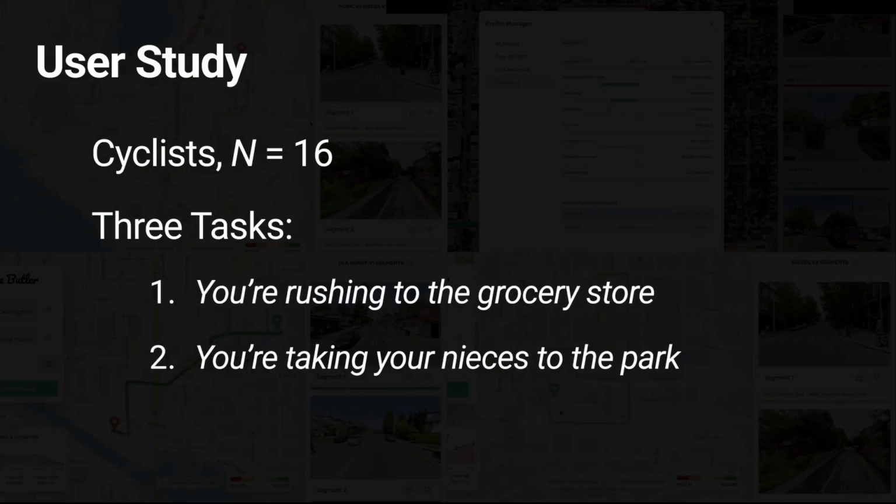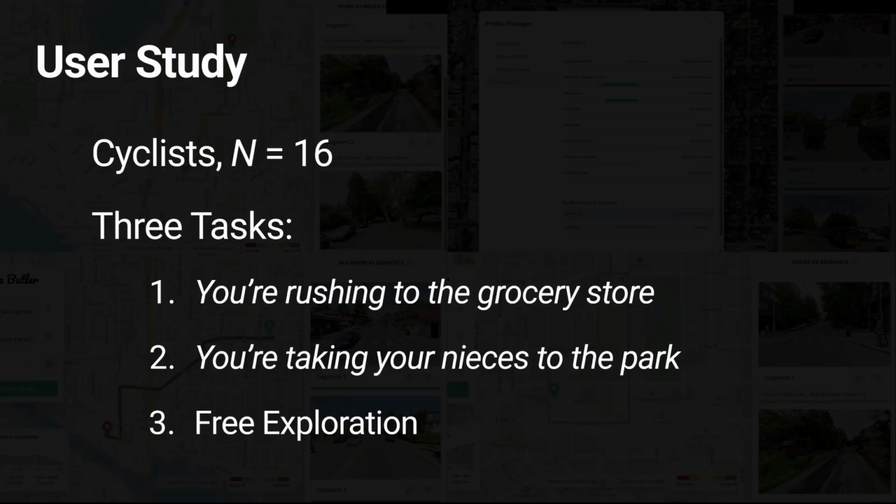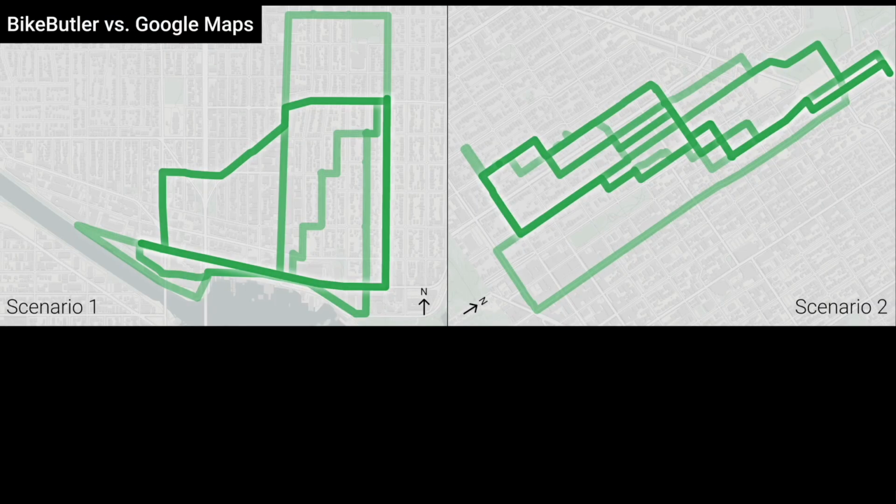To evaluate BikeButler, we conducted a user study with 16 participants. Participants were given 3 tasks, 2 with a specified context, origin, and destination, and 1 open-ended exploration. Here we see all of the routes users settled on in tasks 1 and 2. We compare them to Google's default option in blue.